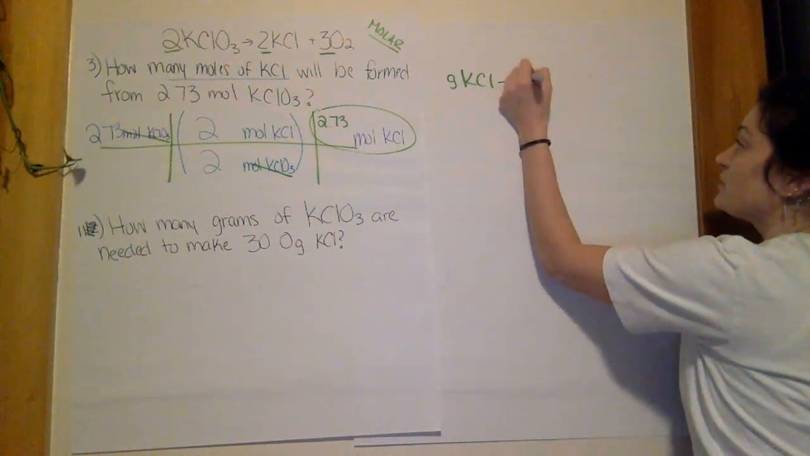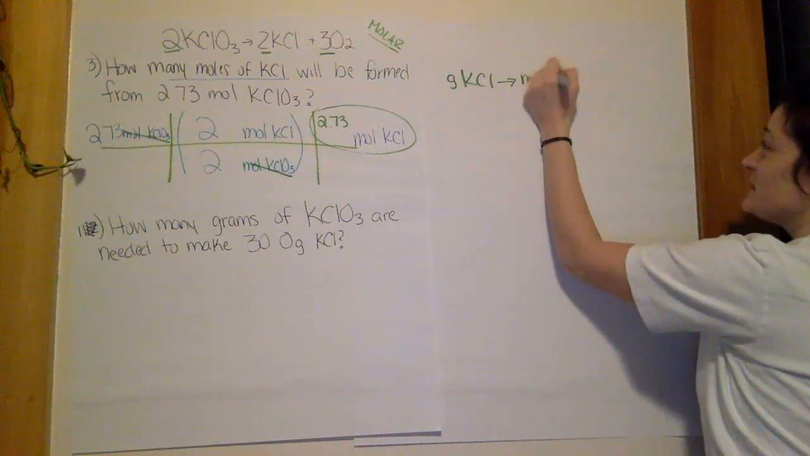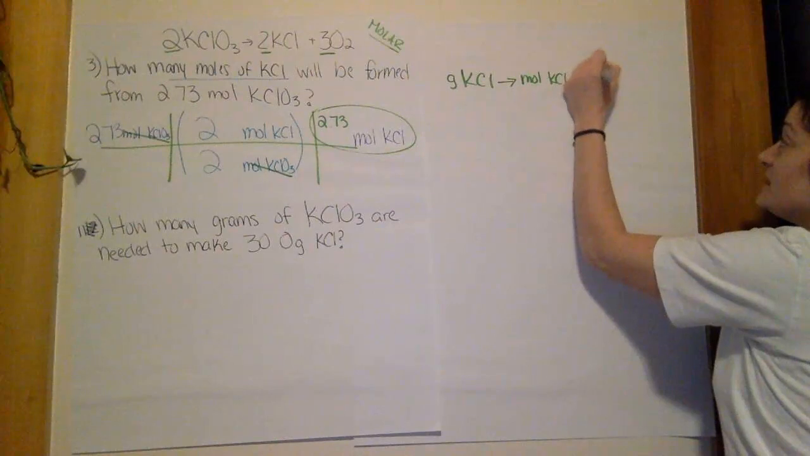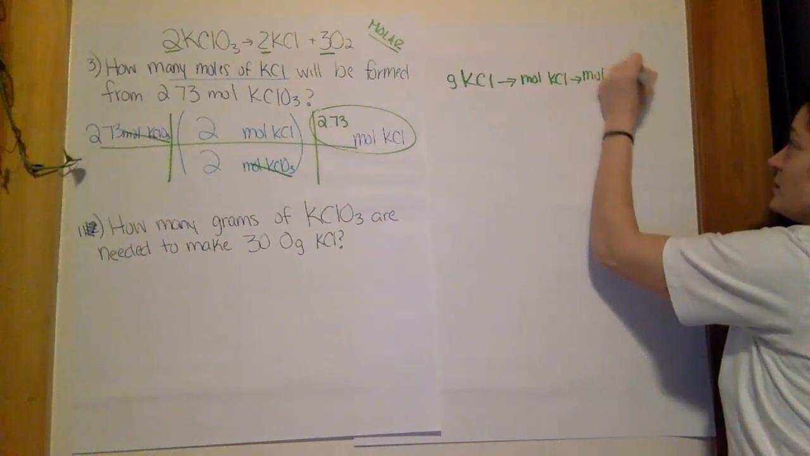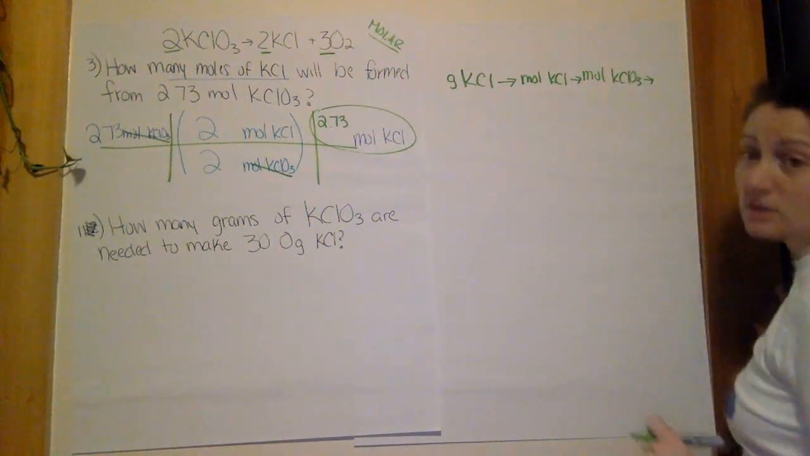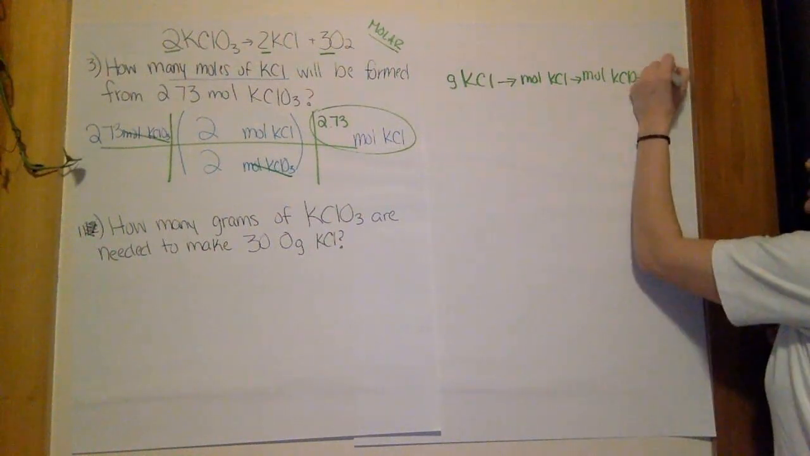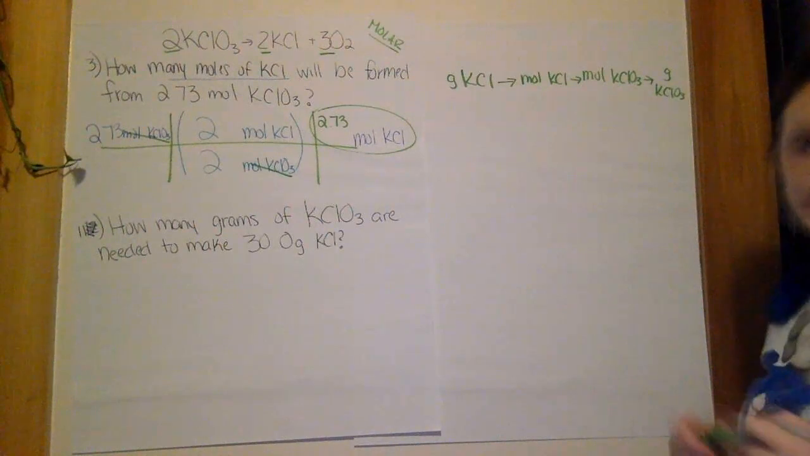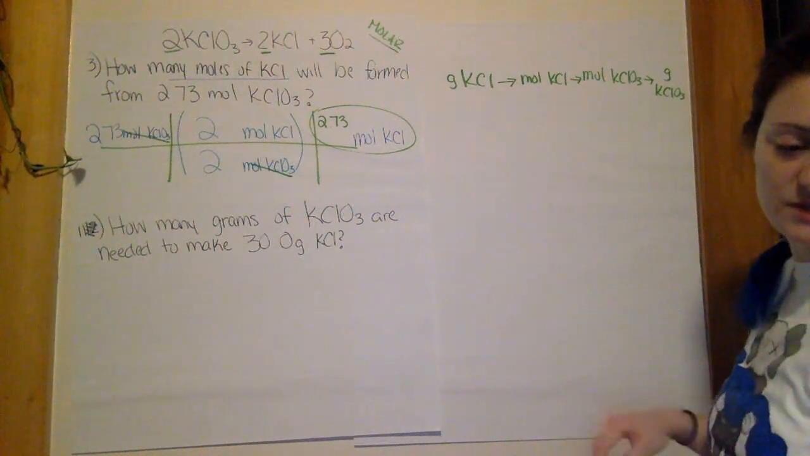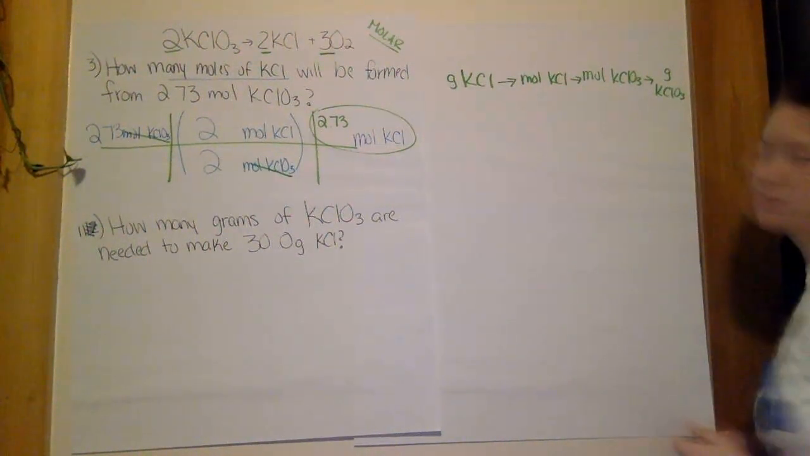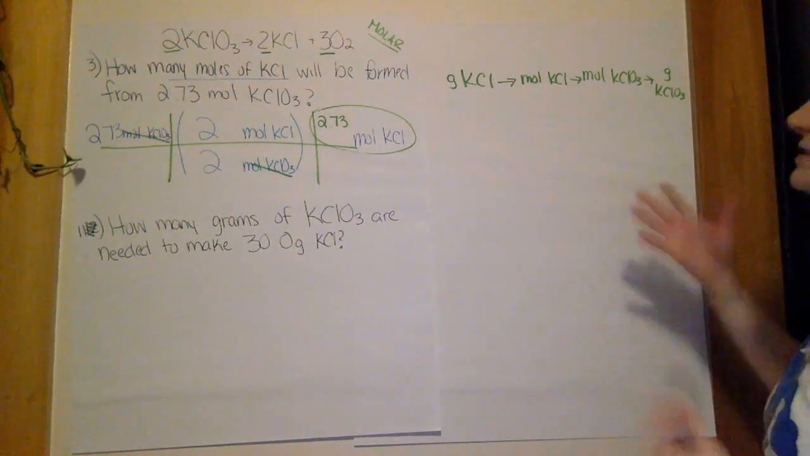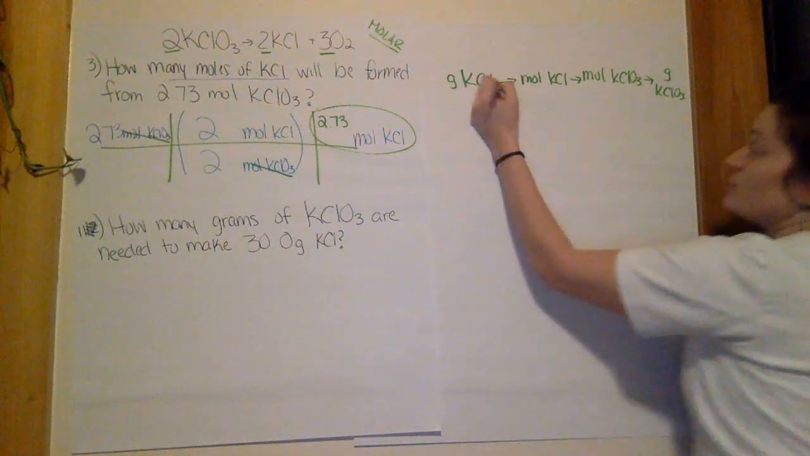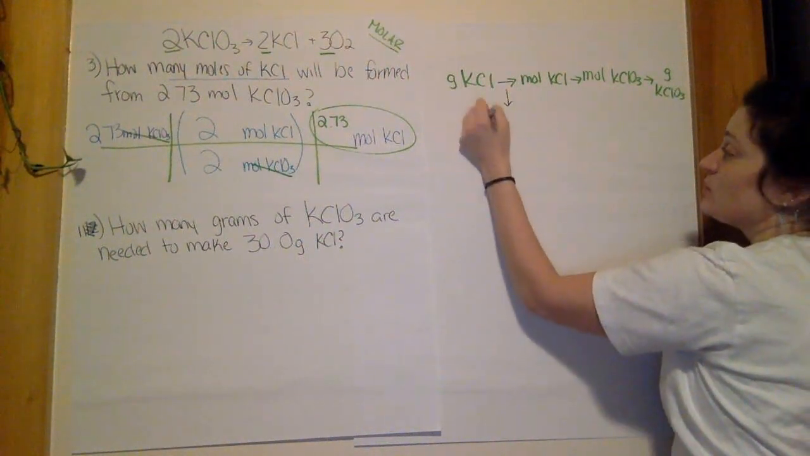So you're going to have to go from grams of KCl to moles of KCl. Once you're in moles of KCl, you can then easily transfer to moles of KClO3 using the balanced equation, and then you're going to get to grams of KClO3. So the number of arrows is the number of unit conversions. And let's just review, what does this mole quantity do? It allows us to go between moles and mass. The way that we do that is through molar mass.